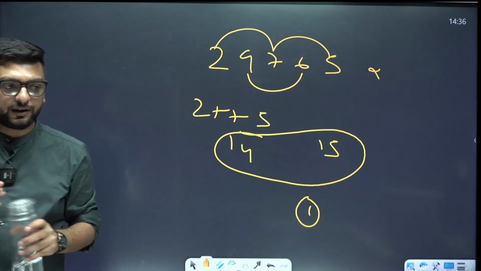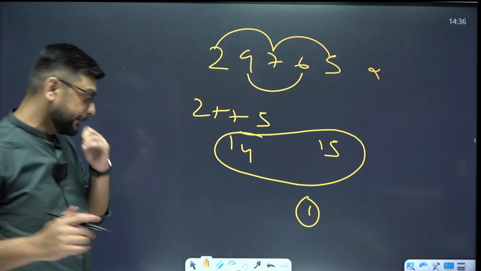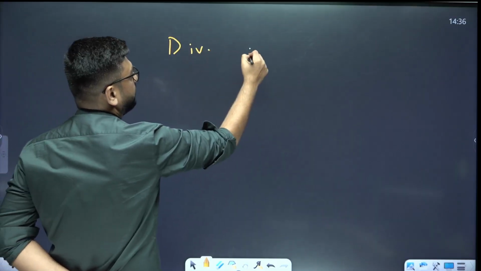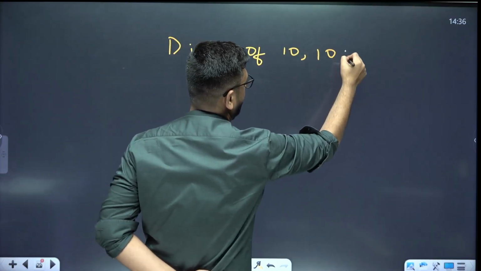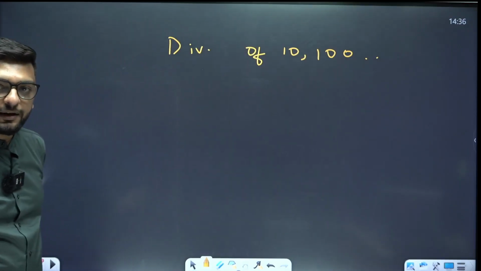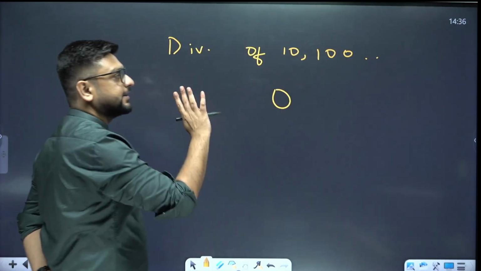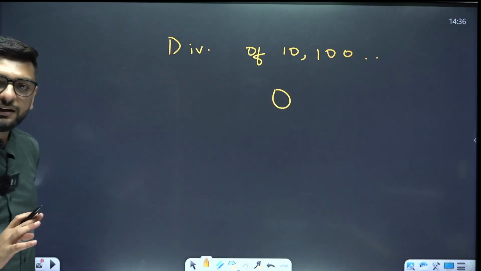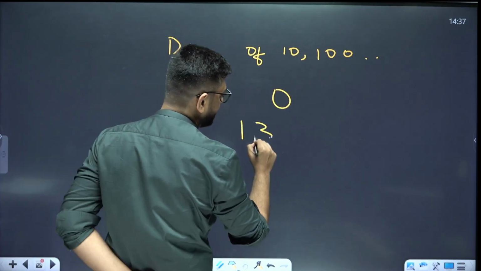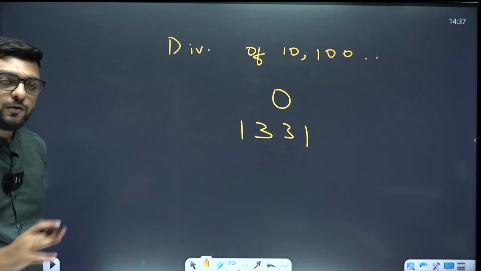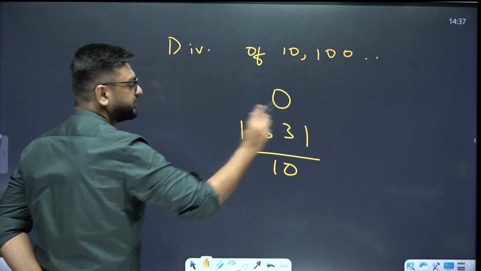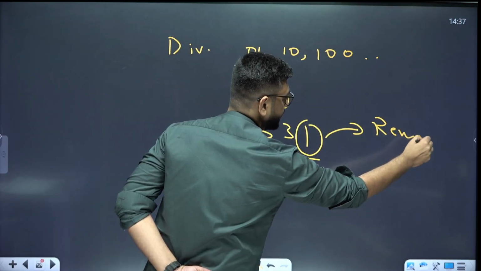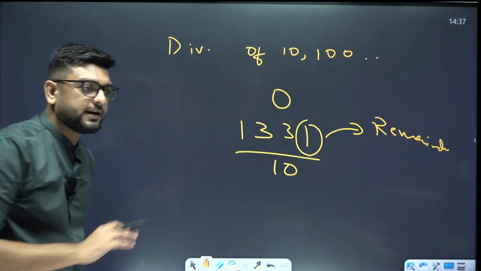All right. Let's move on to the next part now. Okay. Next part is the divisibility rule of 10, 100 and so on. If a number has 0 at the unit digit, it is exactly divisible by 10. If a number does not have 0 as the unit digit, that digit will become the remainder. Let's suppose 1331. When I divide it by 10, whatever the unit digit is will become the remainder. Clear? Any doubt in this?